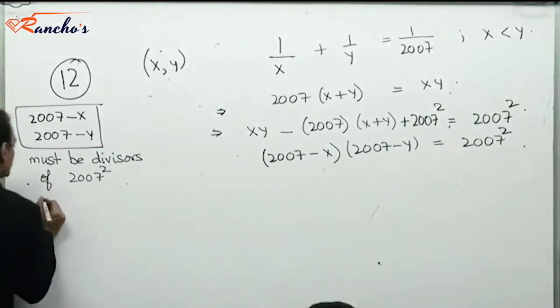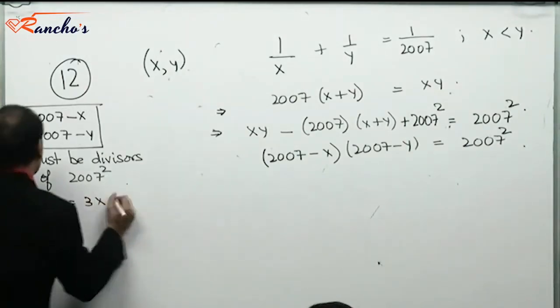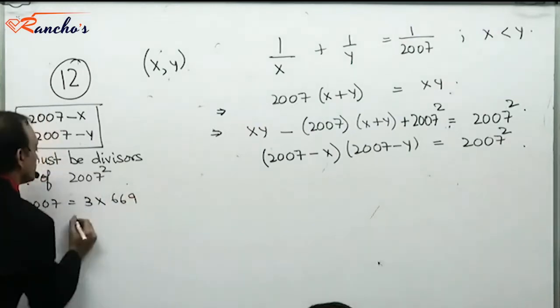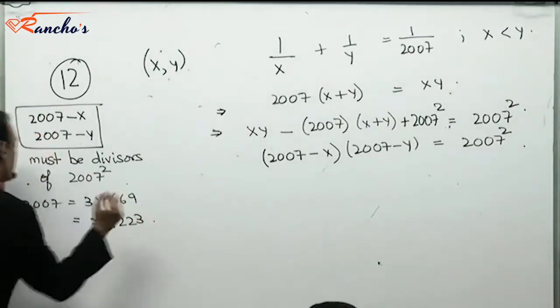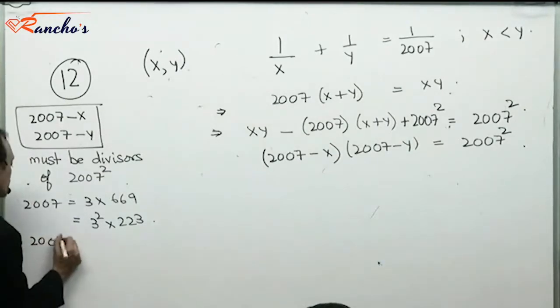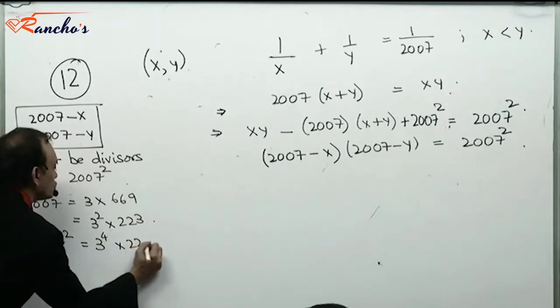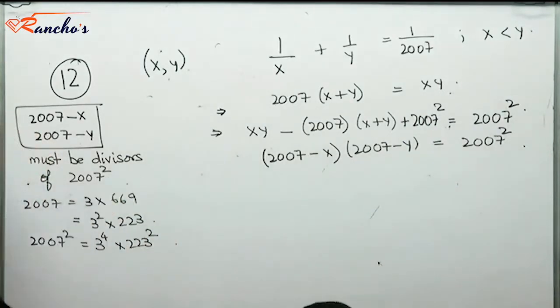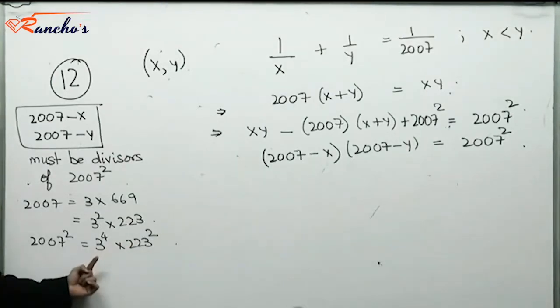First of all, 2007 is 3 squared into 223. That's 2007, yes or no? And 223 is a prime, so no further factorization. 2007 squared is going to be 3 to the power 4 into 223 squared, expressed as a product of powers of primes.